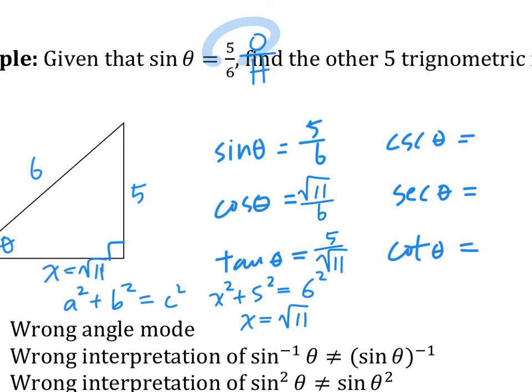Okay. The other 3 are very easy. They're just reciprocal functions, so all you do is flip them. So cosecant is 6 over 5. Secant is 6 over square root 11. And cotangent is square root 11 over 5. So far, so good?